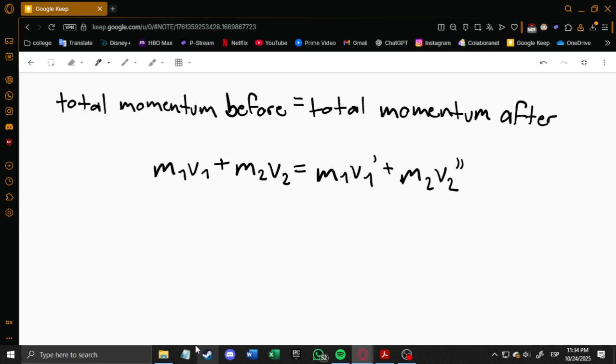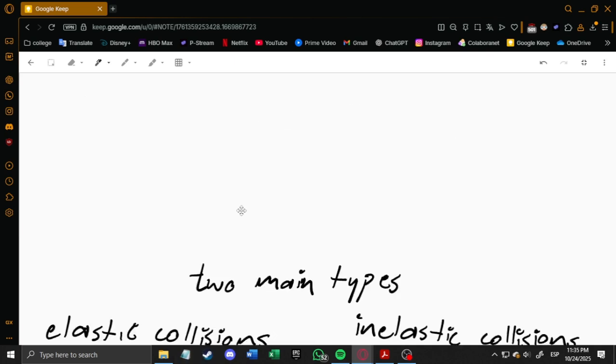So imagine two cars bumping into each other. The total momentum before they collide is equal to the total momentum after. This means that momentum is transferred between the objects, but the total amount doesn't change.